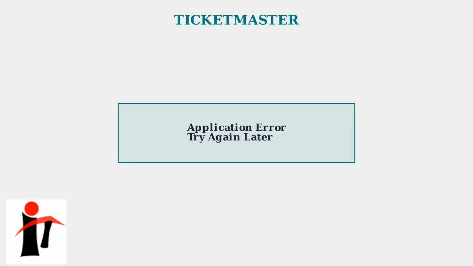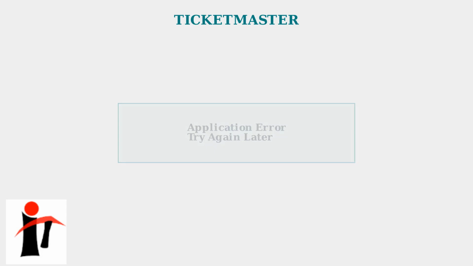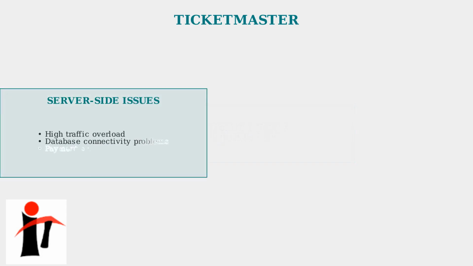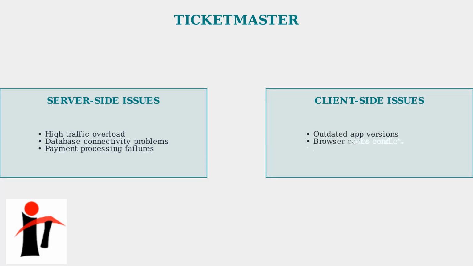The dreaded "application error, try again later" message on Ticketmaster has become an all too familiar sight for ticket buyers, especially during high demand events like major concerts and sports playoffs. This frustrating error occurs for two main categories of reasons: server-side issues on Ticketmaster's end and client-side problems with your device or connection. When you encounter this error, there are 4 immediate actions you should take to quickly resolve common glitches and get back in the ticket queue.